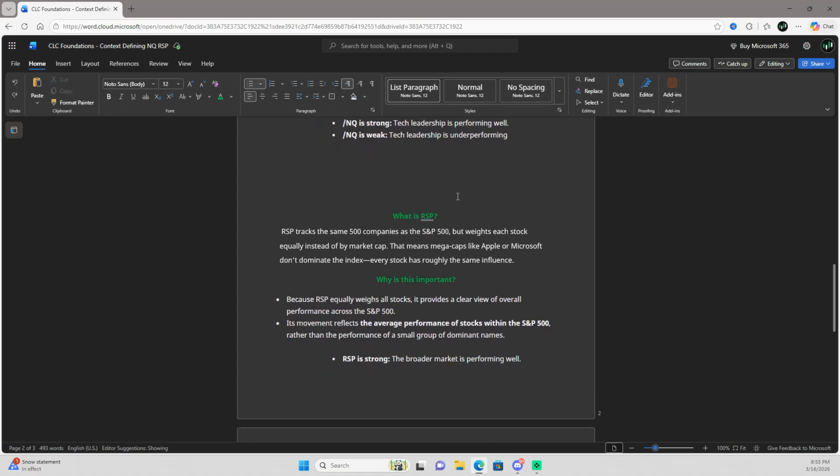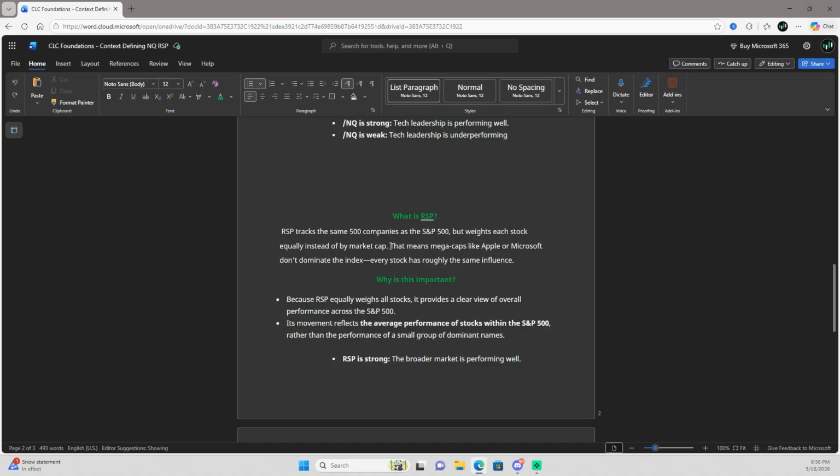So what is RSP? RSP tracks the same 500 companies as the S&P 500, but it's going to weigh each stock equally instead of by market cap. So within the S&P 500, just take the Magnificent Seven, for example, Mag 7. These 7 companies, NVIDIA, Apple, Microsoft, Google, Tesla, Meta, etc., account for nearly a third, I want to say, of the market cap of the S&P 500. So that's 7 companies out of 500, right? That's very disproportionate.